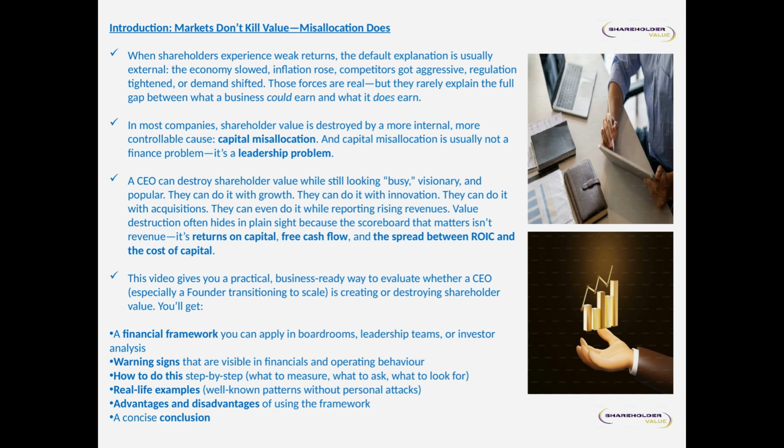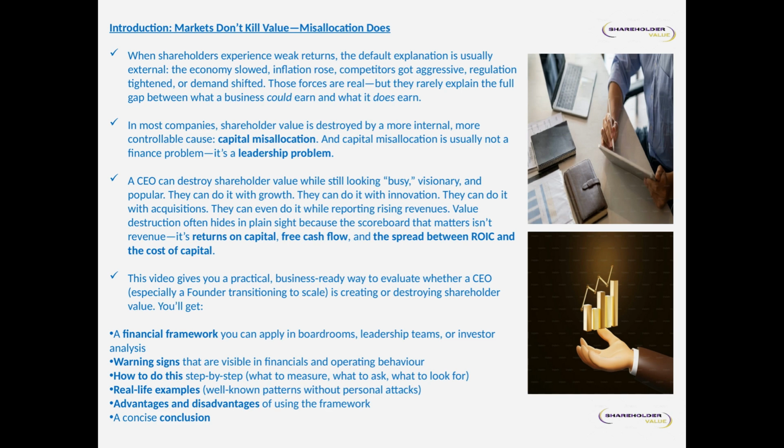A CEO can spend a lot of time and look visionary or busy, growing revenue through innovation, acquisitions, or other initiatives, yet still destroy shareholder value. The key metrics to focus on aren't just revenue numbers, but returns on capital, free cash flow, and whether the company's return on invested capital exceeds its cost of capital.